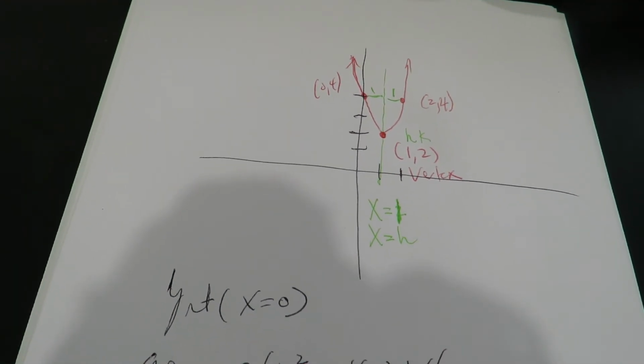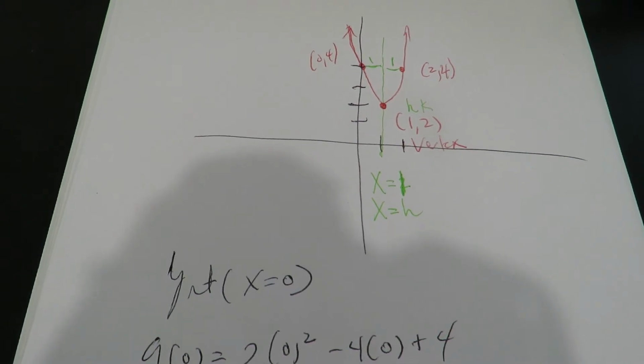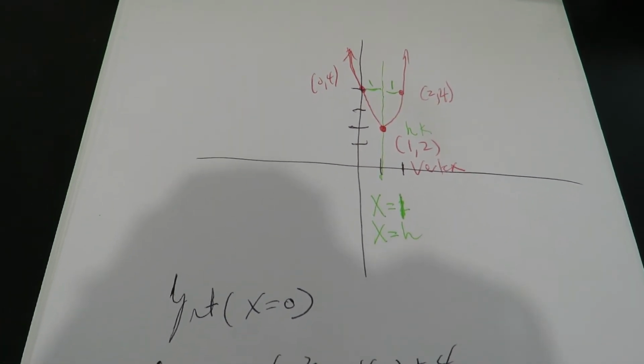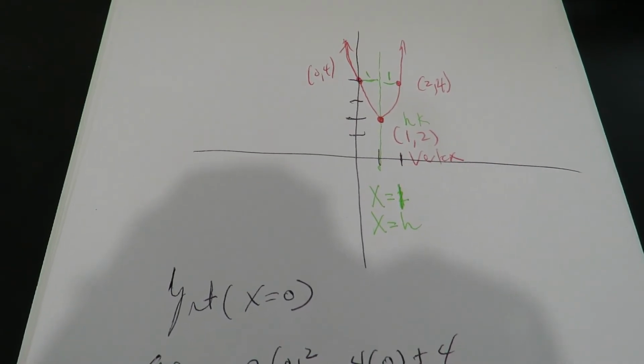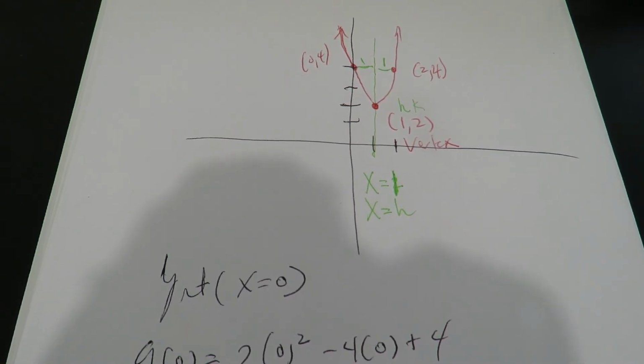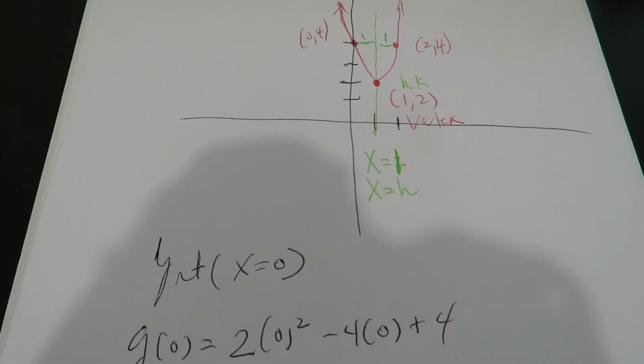So that graph doesn't have x-intercepts, and if you ended up solving for the x-intercepts, they would actually come out as complex numbers. So when there are no x-intercepts on the graph, they solve out to be complex.